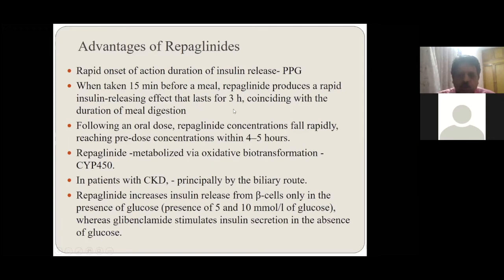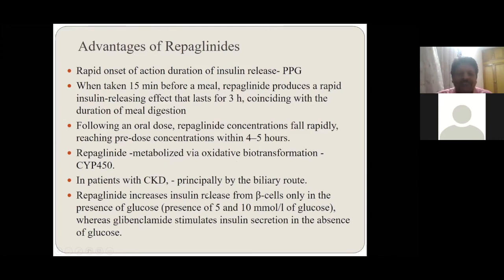Following the oral dose, repaglinide concentration rapidly increases. It reduces the pre-dose by around 4 to 5 hours. So it's a short duration of the drug. You need to use it 2 to 3 times, whichever is required, with lunch or dinner, or even 3 times a day. You can use it at 0.5 milligram to 2 to 3 milligram. It is basically metabolized by CYP450. Even though the CYP4 metabolism is reduced, it is not altered much. In all this, it's a biliary excretion. Because of that, it can be used.